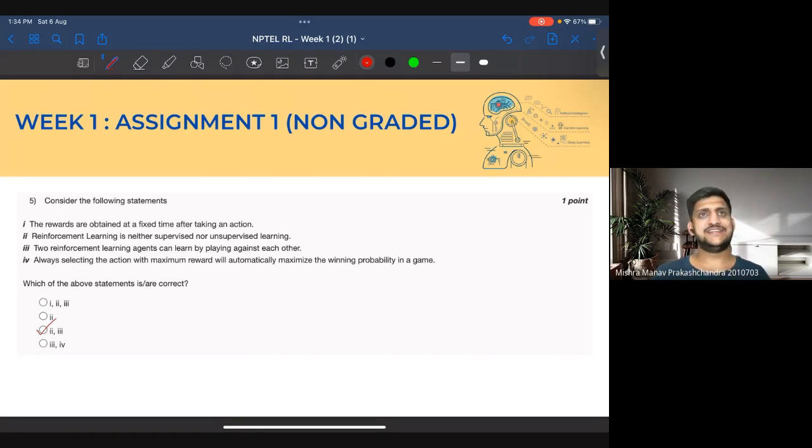Next week we'll look at whatever is being covered in week 2. It's covering the upper confidence bound, Thompson sampling, and stuff like that. And also we'll look at the Jupyter Notebook on how exactly we go with the coding part of it, so that you get some hands-on experience.